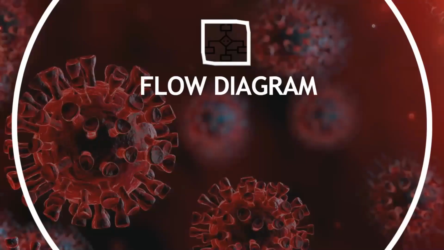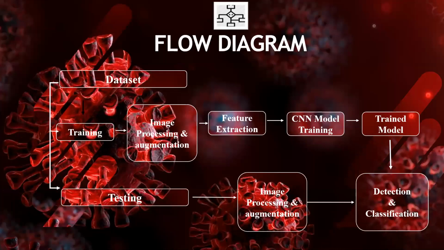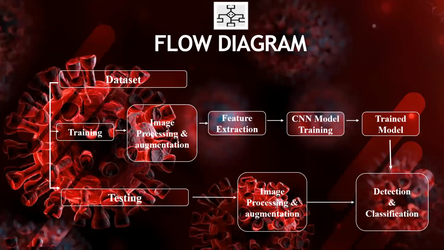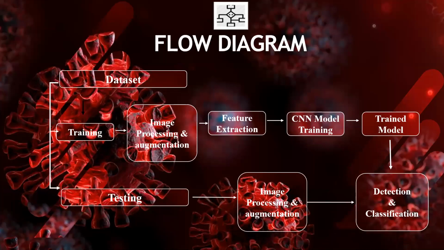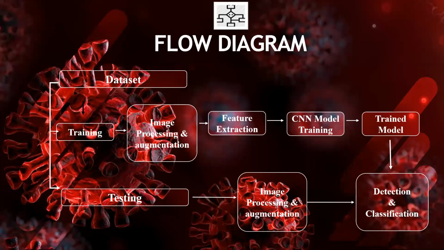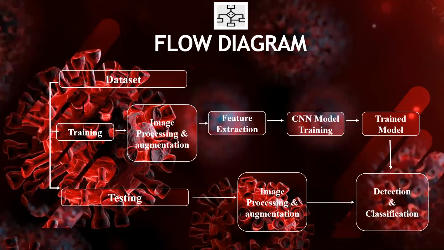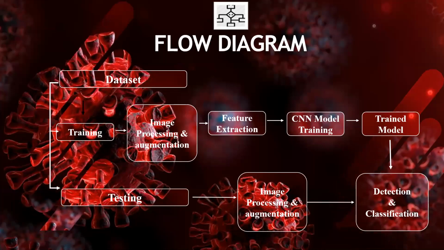The next comes the flow diagram. Here, as I already said, we have collected the data set. After collecting the data set, we are going to divide it into training and testing. 60% of the data will be taken for training and the remaining 40% for testing. The training data set will be pre-processed and augmentation will be done.